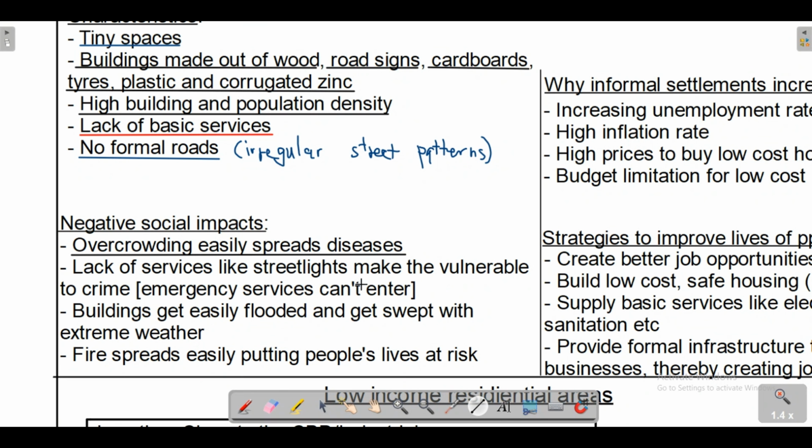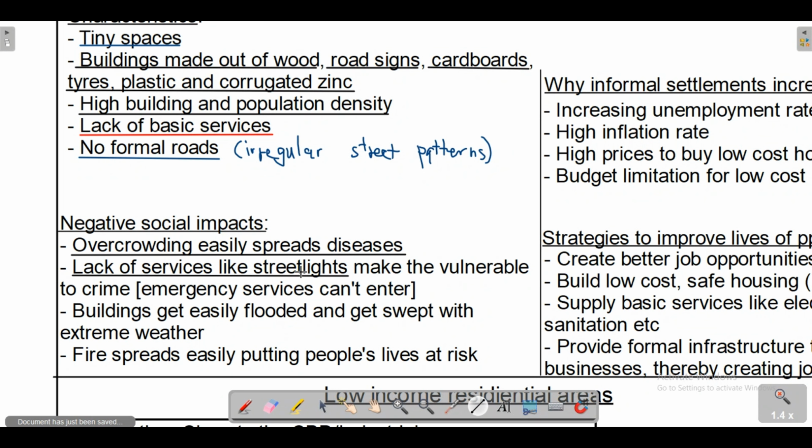And so this causes the spread of diseases, this overcrowding. The lack of services here, such as streetlights, make people vulnerable to crime. Okay. So because there's not even street lights here, it's very dark at night, and so criminals take advantage and rob a lot of people in these areas.